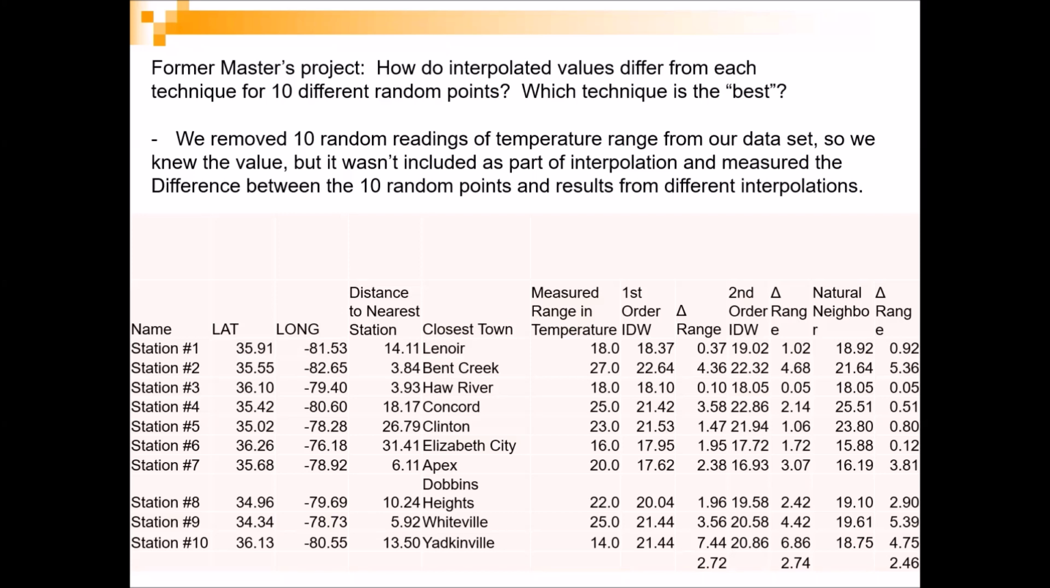And so what he did was he removed 10 random readings of temperature range from our field. Basically what he was looking at is the difference between IDW first order versus natural neighbor versus other algorithm techniques. Now, the trick is we had to figure out what the actual value was at that point. So we had about 100 stations and we removed 10 stations. These are the 10 stations that we randomly removed. Why would we randomly remove those?